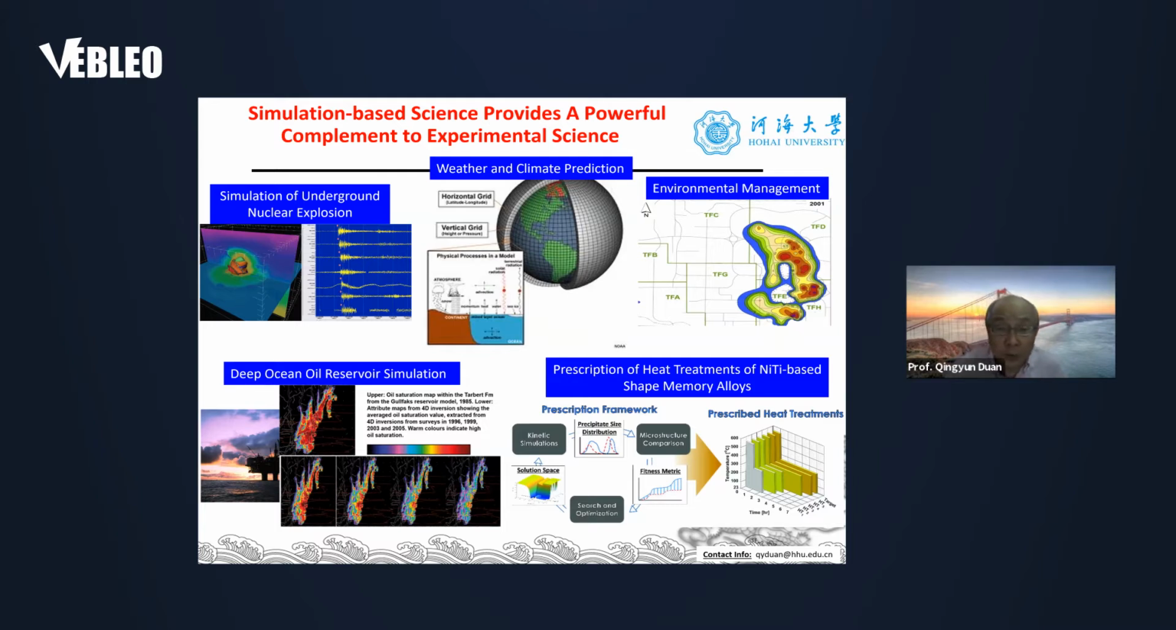Also, prediction of future weather and climatic events, the simulation of the underground water pollution, and the oil production from deep ocean oil reservoir. Also, I show an example from the material science and engineering field, the optimal heat treatment for nickel titanium-based alloys. If you use experiment to do this kind of research, then it's going to be awfully expensive, and the computer simulation is a cheap alternative to accomplish that.